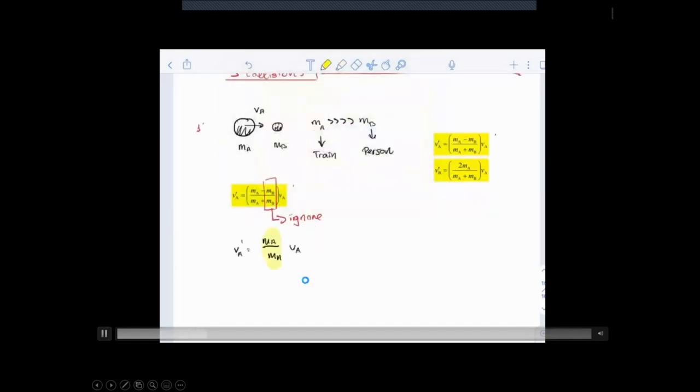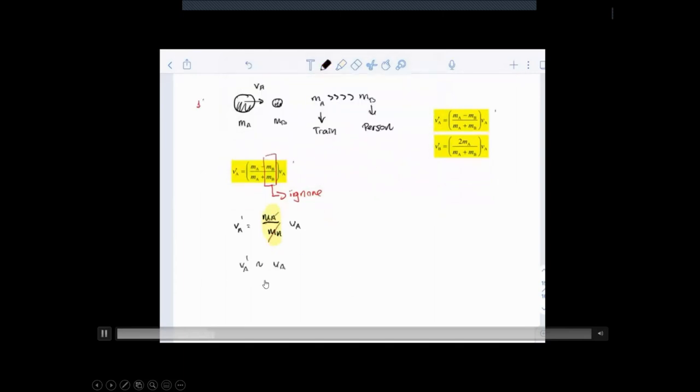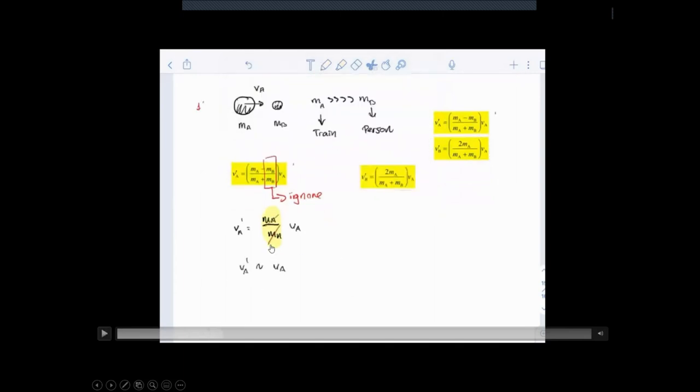Right? So ignore the smaller mass. So the bigger mass is going to cancel out. So the final speed of the train is almost the same as the initial speed of the train. That's it. So what happens to the person? I expect the person to move at double the speed of the train. Once again, the mass of the person is significantly small. No offense, guys, your mass does not matter going up against the train. So you can ignore it. So the mass of the train is going to cancel. So option two is the only one that remains. So the person's speed is going to be almost double the speed of the train.